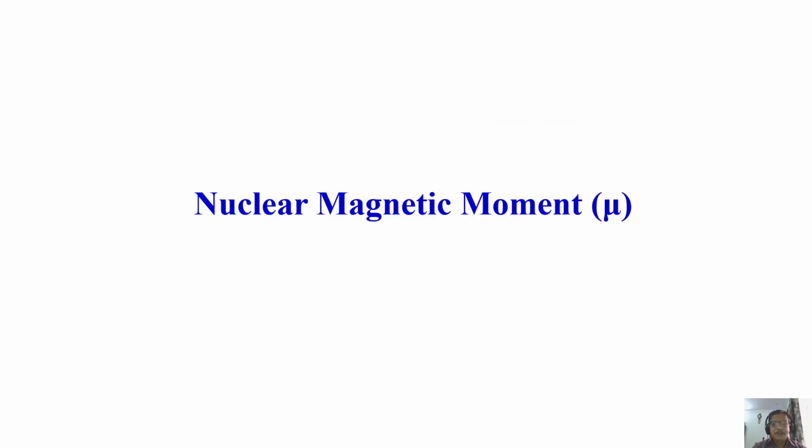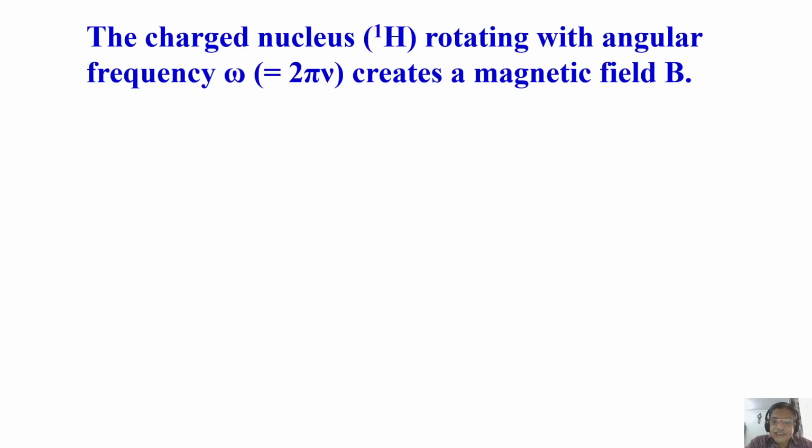I'll introduce another parameter, another term called nuclear magnetic moment, mu. We will start like this. What is nuclear magnetic moment? If you have a charged nucleus rotating with some angular velocity omega, which I know is equal to 2 pi into frequency nu, then it creates a magnetic field. We know that a charged nucleus rotating with angular velocity gives a magnetic field.